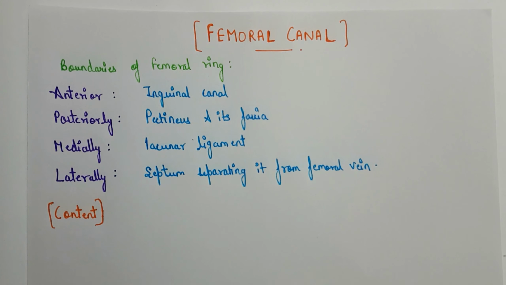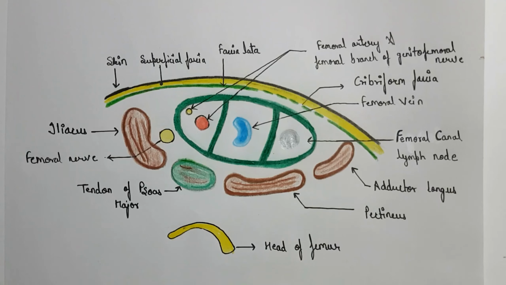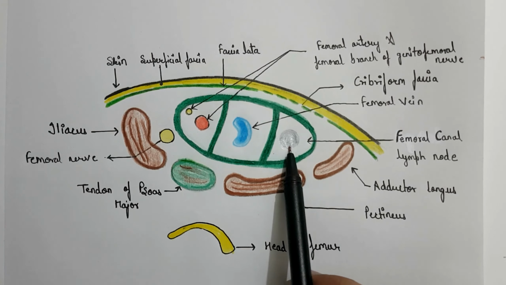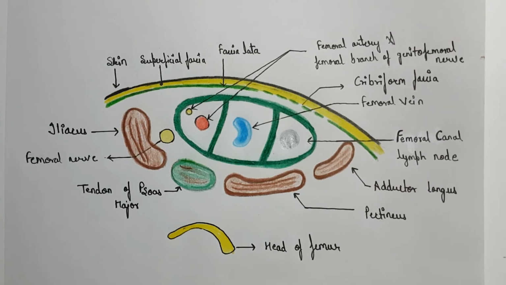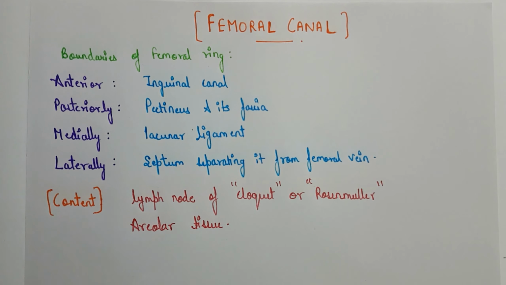Since the femoral canal is nothing but the medial compartment of the femoral sheath, the contents would be the same, that is the lymph node of Cloquet or Rosenmuller. That is this lymph node. There is also some amount of areolar tissue present. Now, this lymph node of Cloquet or Rosenmuller is that lymph node which drains the glans penis in males and the clitoris in females. So guys, this was all about the femoral sheath and the femoral canal.